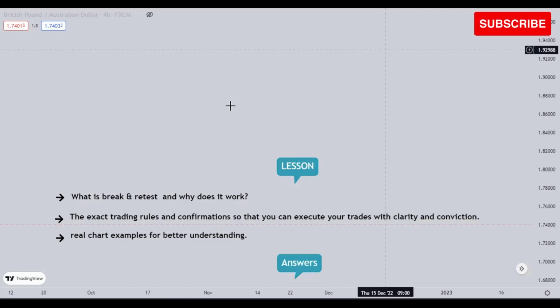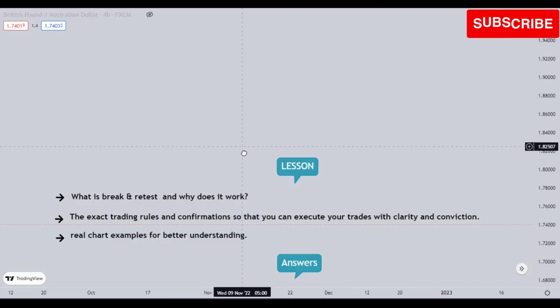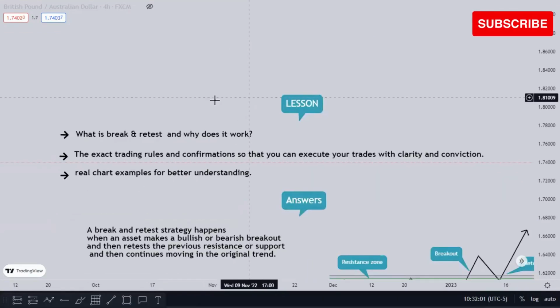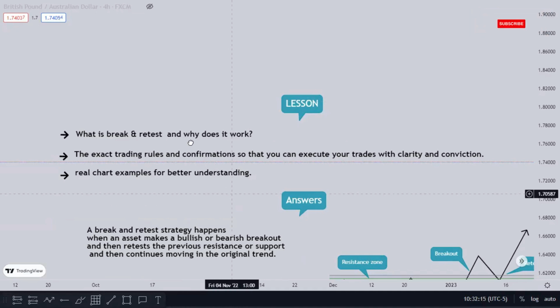Okay, so what is break and retest strategy? Let us look at the answers right down here so we can understand why these levels do work and how they do work. A break and retest strategy happens when an asset makes a bullish or bearish breakout and then retests the previous resistance or support and then continues moving in the original direction. Okay, this is an example that I sketched down here.